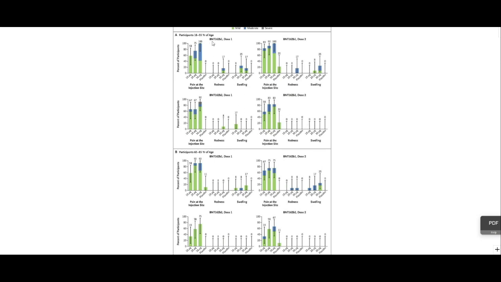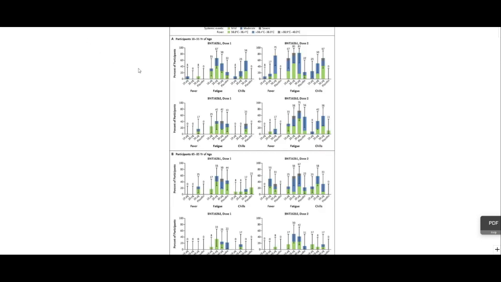And the BNT162B1 was just another form of this vaccine that they were looking at. And you can see here the difference between the B1 and the B2 version: there's a bit more swelling in the B1 version. And so that's why they went with the B2, because it had less of these negative effects.